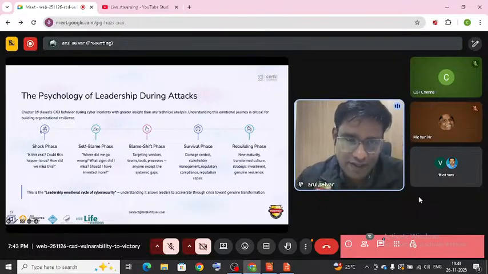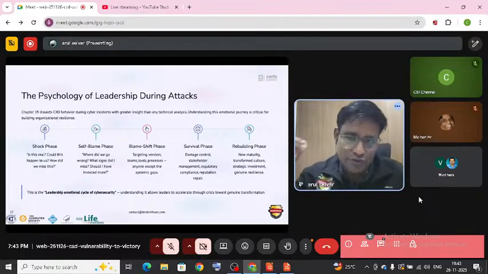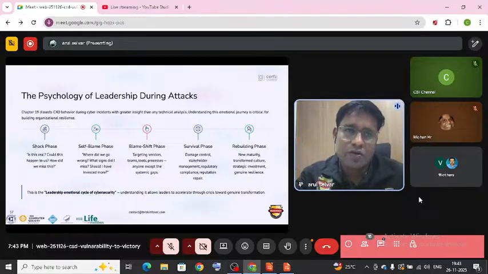So every decision maker and every CXO should understand that whenever a cyber attack comes, you will go into all these specific modes. Make sure you are not taking decisions based on your intuition or emotion. Always take decisions in a more strategic manner.